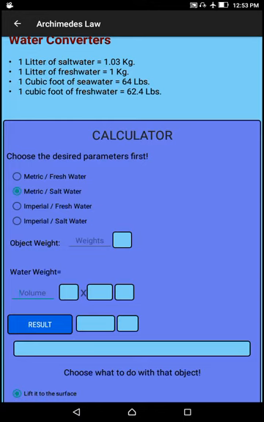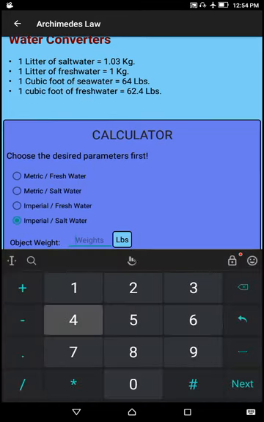So from that question I understand I'm using pounds and cubic feet, so it means that I'm using Imperial. Also I am in salt water. Sea water means salt water. So now, Imperial salt water first. I choose them. Object weight is 400 pounds.